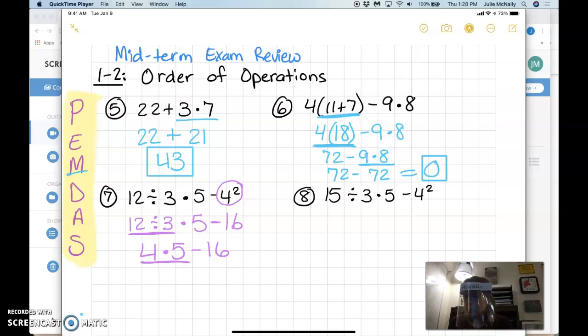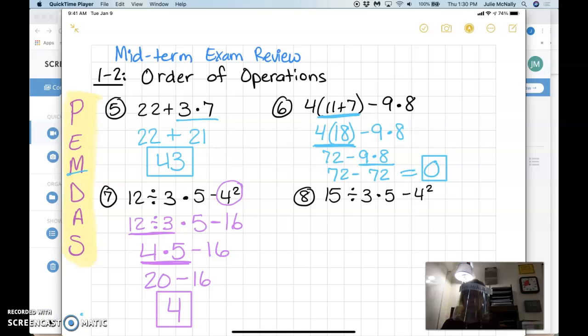Okay, so now I'm going to do my multiplication. 4 times 5 is 20 minus 16. And then what is 20 minus 16? 4. Good. I'm going to pause for 1 second, copy these down.